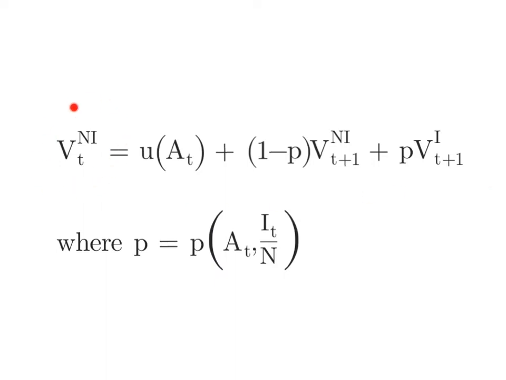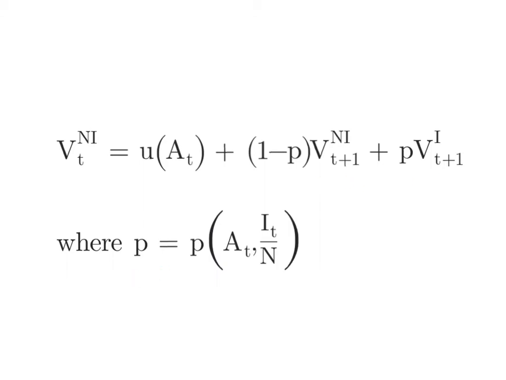Their current value, or their current benefit, their current utility today in time t, when they're not infected, is going to be equal to the benefits that they get from activity today, from social activity, plus 1 minus P, which is the probability that they're not infected tomorrow, times the benefit that they get of not being infected tomorrow, plus the probability that they are infected tomorrow, P, times the value that they get if they're infected tomorrow, remembering that VI is less than VNI.